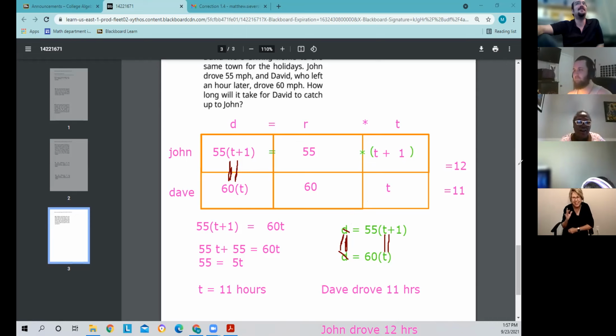My suggestion for these problems is to do the table and fill out each little box in the table that you can. That is the best way to do it.